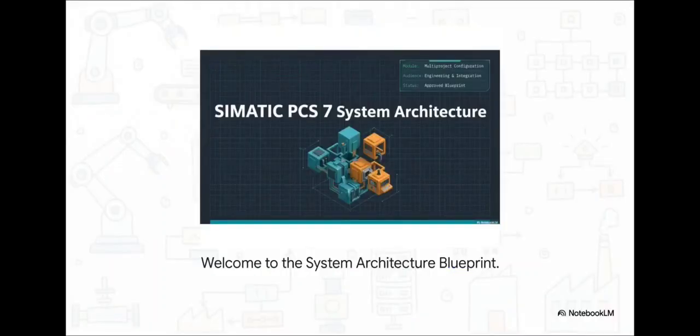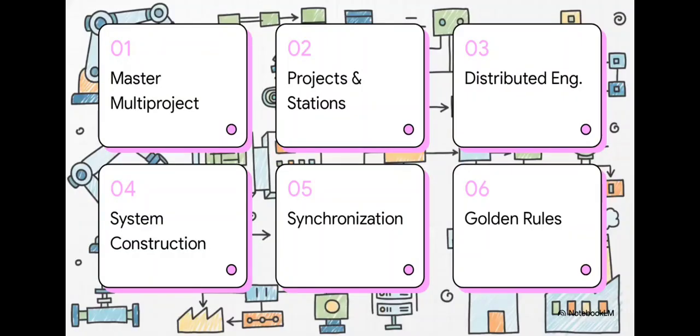We're putting on our master architect hats today. We aren't just writing code here. We are physically structuring an industrial software facility block by block. Every automation system, every single operator screen, and every network connection has its designated place. And when you architect your system correctly right from the ground up, expansion, teamwork, and commissioning all become completely seamless. So here's our game plan.